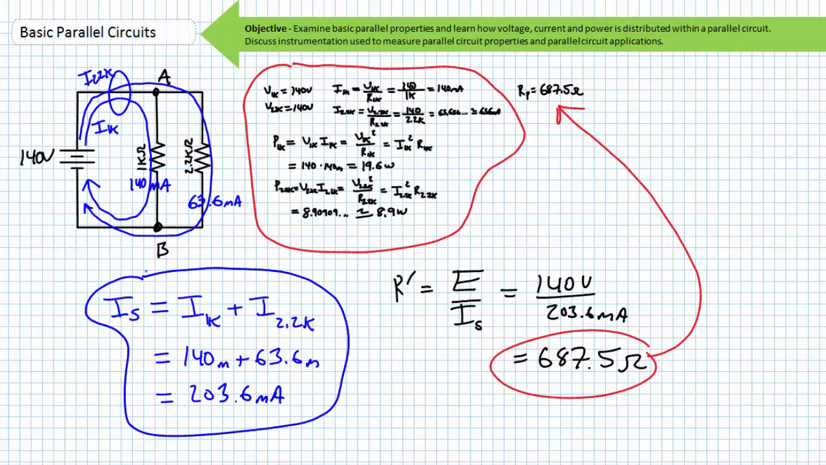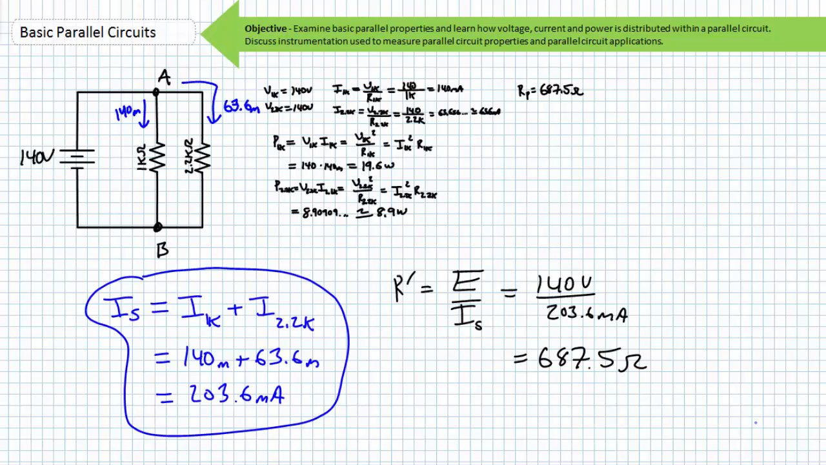This property bears further inspection. The current coming out of node A is 140 milliamperes and 63.6 milliamperes. Therefore, 203.6 milliamperes must have come into node A. The single resistor simplification makes this readily apparent. What goes out must necessarily come in.